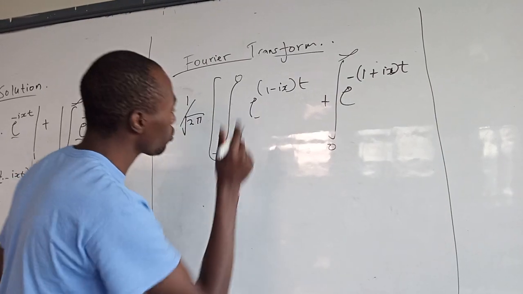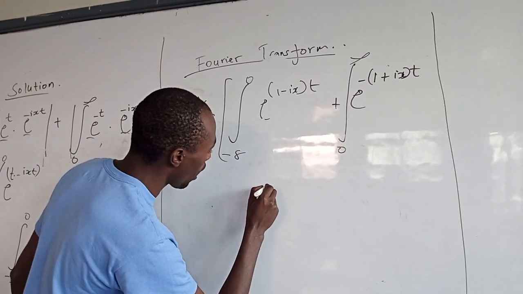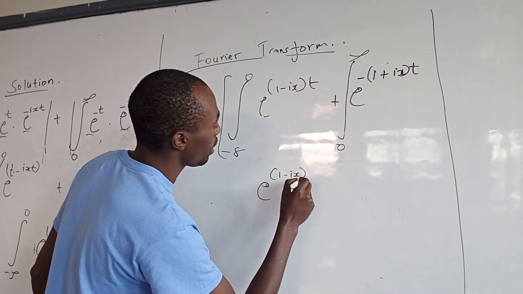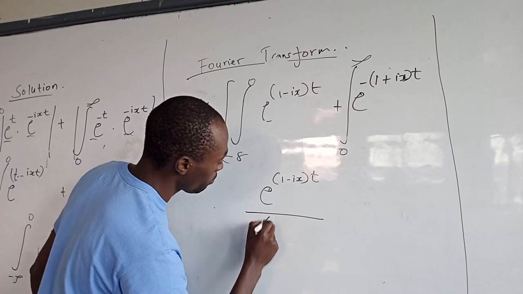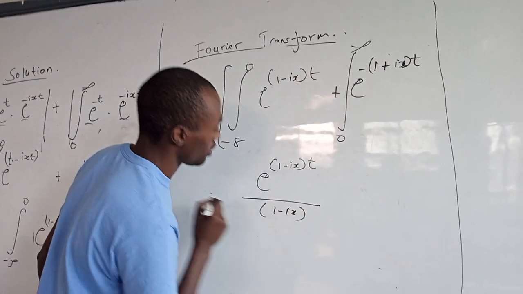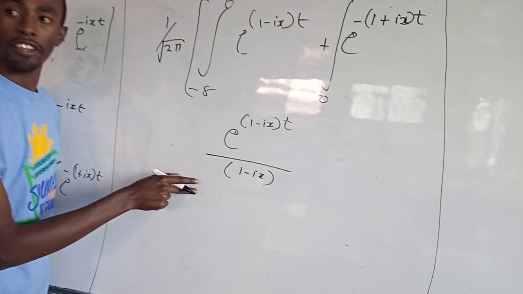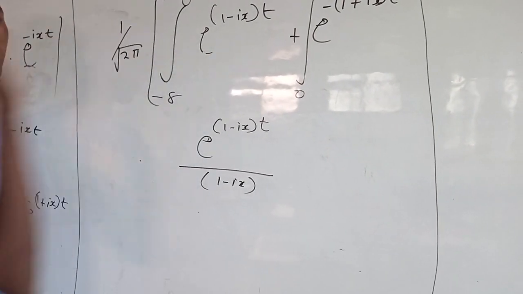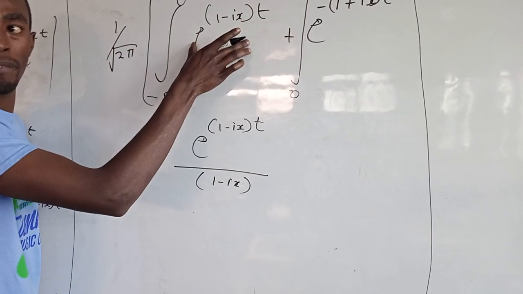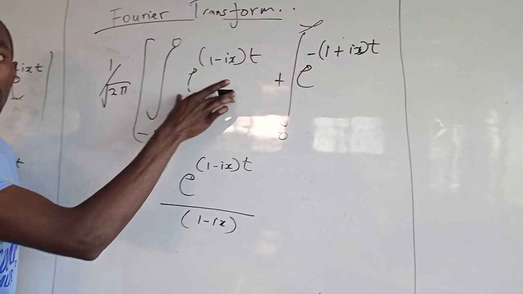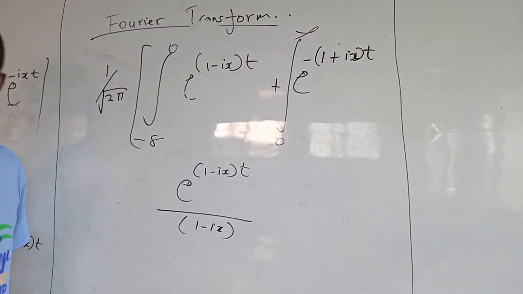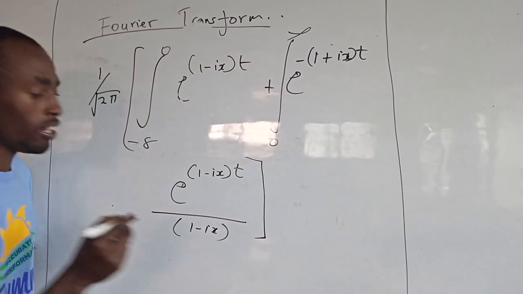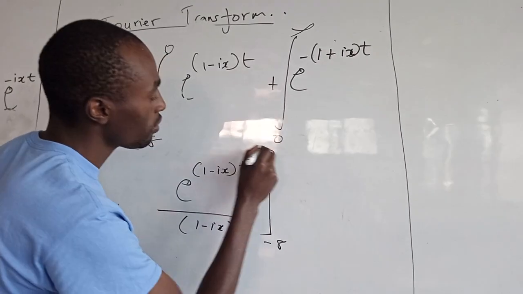So differentiating this one, we are going to have something like this: e to the power of 1 minus ix times t, dividing by the 1 minus ix. Are you together? Anybody having a problem? No. So finally we have dealt with our exponential as far as integration is concerned. But remember the limit. What are the limits? Negative infinity to 0.